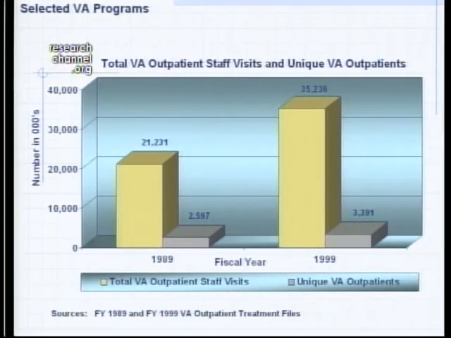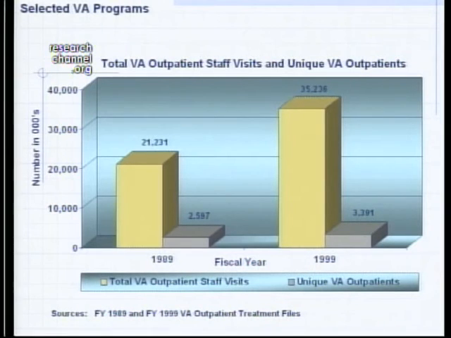I'll just show some information about the number of veterans who received care at the VA in 1989 versus 1999, shown in the blue columns, and this refers to thousands of veterans. And in 1989, there were about 2.5 million who received care, as opposed to 3.3 million in 1999, with many millions of outpatient visits. And a huge increase between 1989 and 1999.